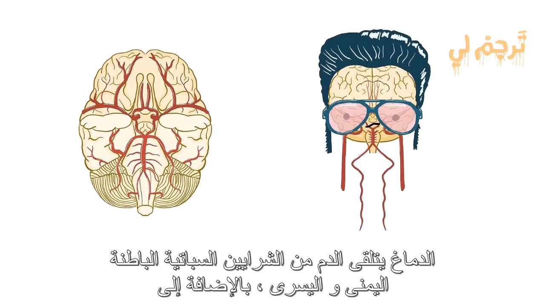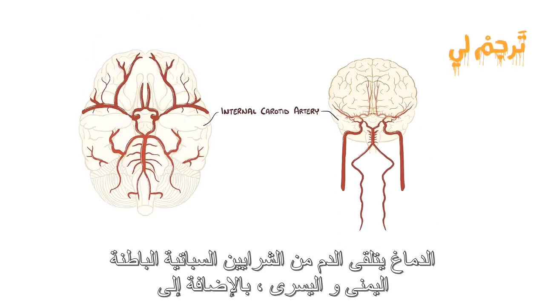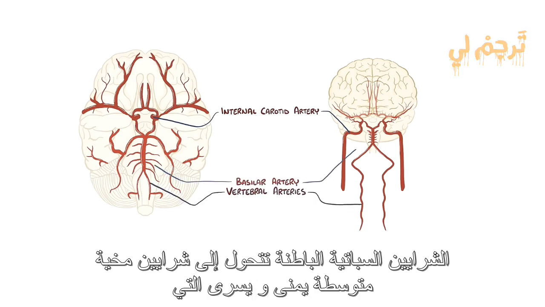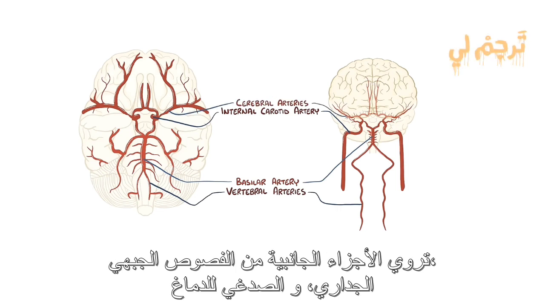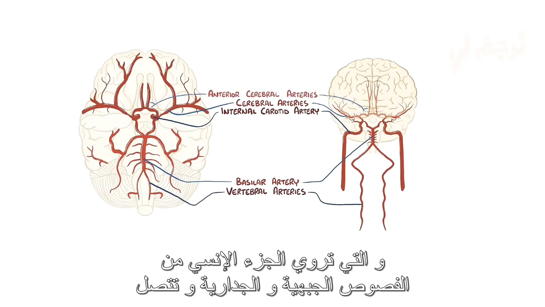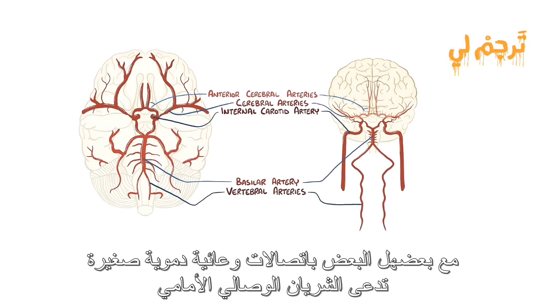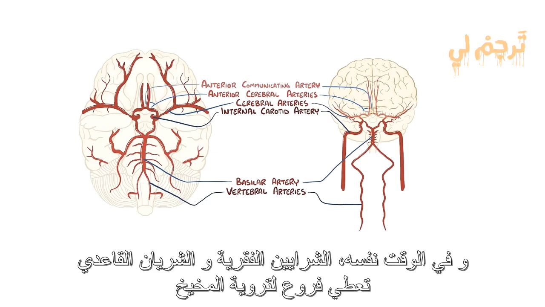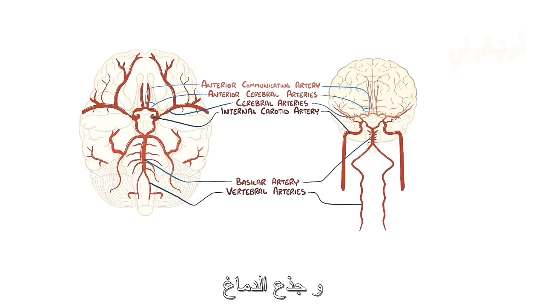The brain receives blood from the left and right internal carotid arteries, as well as the left and right vertebral arteries, which come together to form the basilar artery. The internal carotid arteries turn into the left and right middle cerebral arteries, which serve the lateral portions of the frontal, parietal, and temporal lobes of the brain. Each of the internal carotid arteries also gives off branches called the anterior cerebral arteries, which serve the medial portion of the frontal and parietal lobes, and connect with one another with a short little connecting blood vessel called the anterior communicating artery. Meanwhile, the vertebral arteries and basilar arteries give off branches to supply the cerebellum and the brainstem.